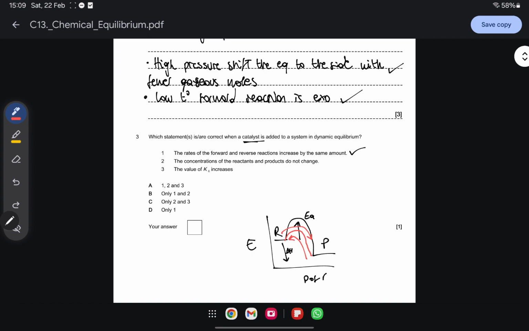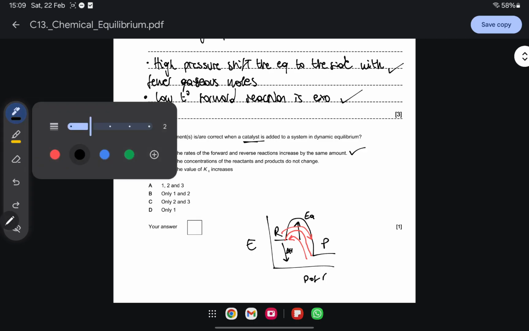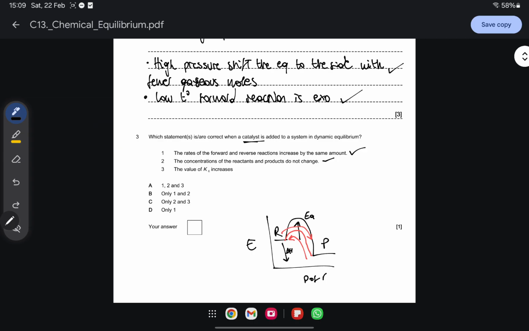Then the concentrations of the reactants and the products do not change. They don't, because once again the equilibrium stays the same. It just reaches the equilibrium faster. Now, very, very important, remember that the only factor that affects Kc is the temperature. Very, very important to have that clear.